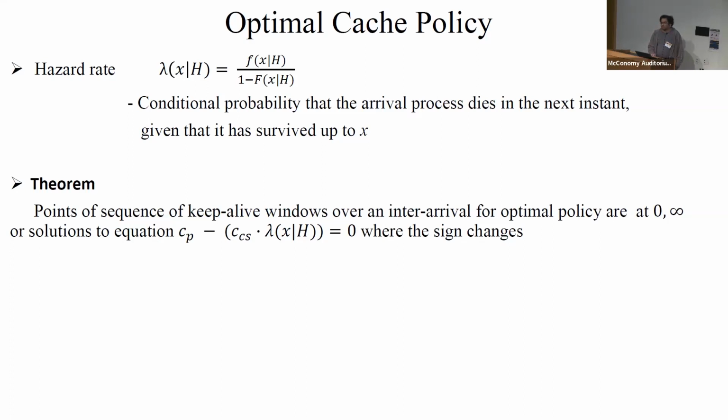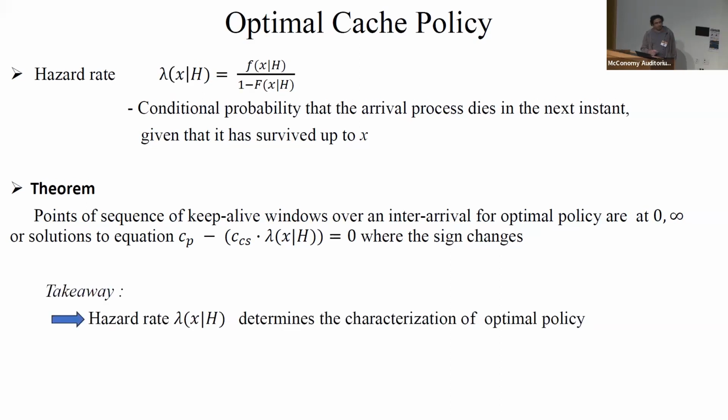So the theorem characterizing the optimal cache policy is as follows. The points of the sequence of keep alive windows over an inter-arrival for the optimal policy are at either 0, infinity, or are solutions to the equation CP minus CCS times lambda of x equal to 0, wherever the sign of the equation changes. So the main takeaway of this theorem is that the optimal cache policy is characterized by the hazard rate of the arrival process.